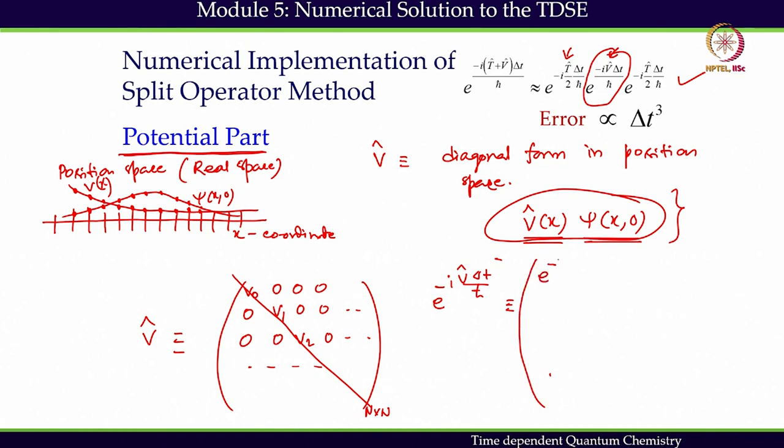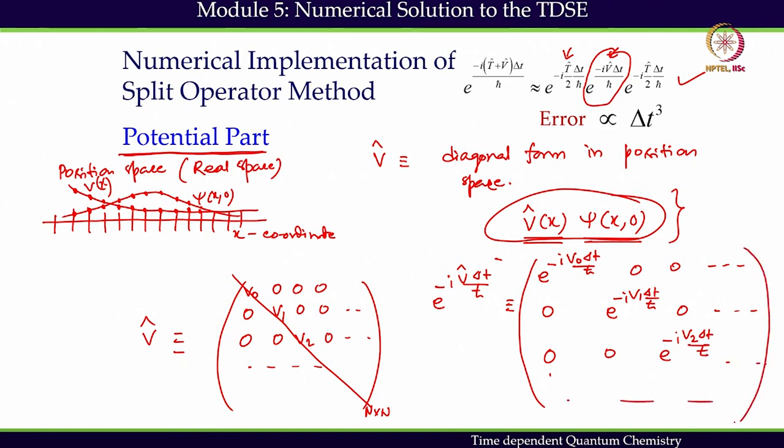e to the power minus i V0 delta t by h cut, then 0, 0, like this, then 0, e to the power minus i V1 delta t by h cut, 0, like this, 0, 0, then e to the power minus i V2 delta t by h cut, like this. It is going to be a diagonal matrix. So the potential part of this propagator is very simple. Under grid representation, the potential operator gets a diagonal form. So I have this exponential part very easily evaluated.